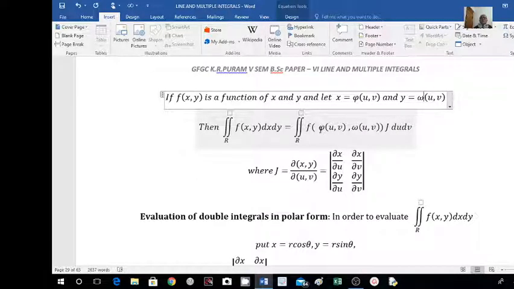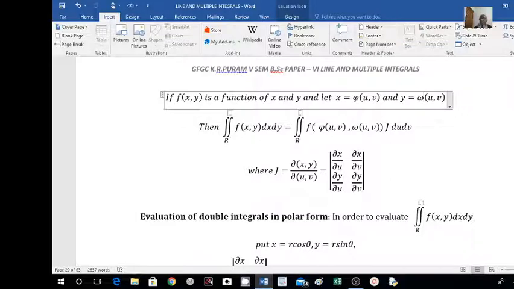f of, replacing x by phi and y by omega in terms of u and v, into this dx dy, I have to replace it by J du dv, where J is nothing but the Jacobian of xy with respect to uv. That is, this is nothing but the value of the determinant: dou x by dou u, dou x by dou v, dou y by dou u, dou y by dou v. This is our Jacobian.